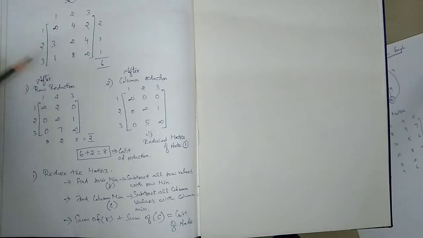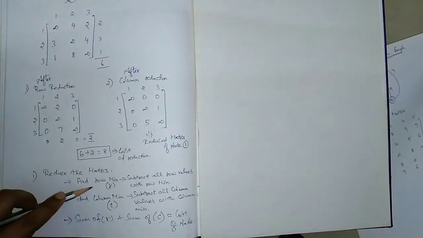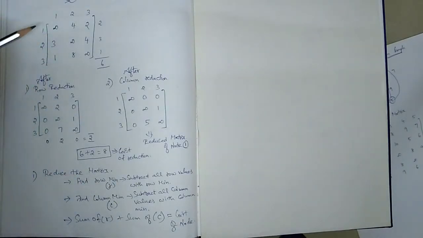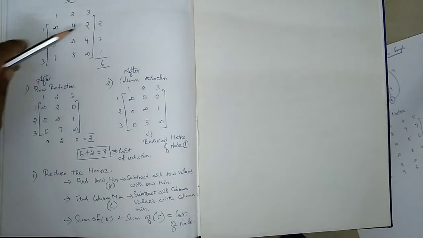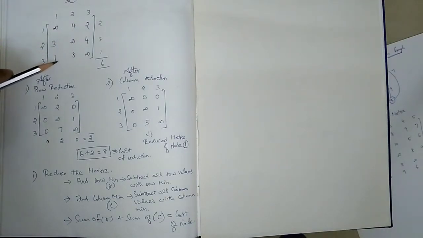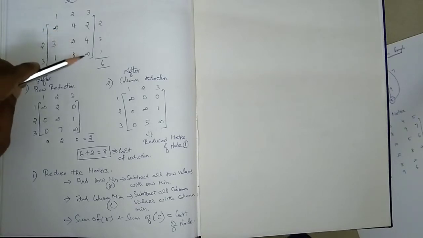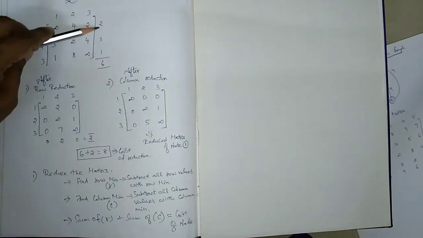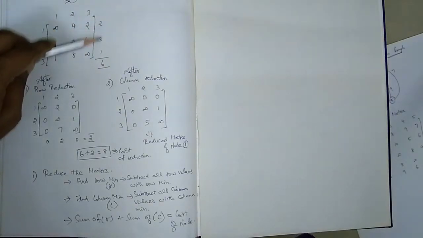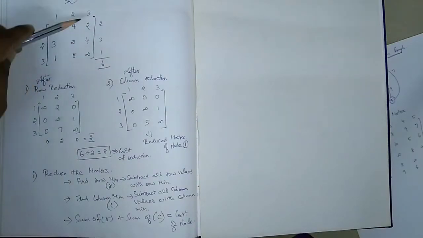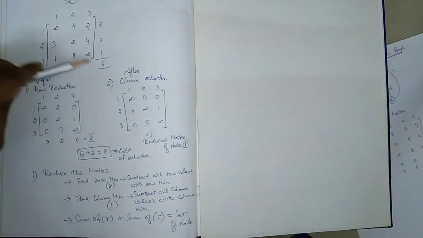For reducing the matrix, the first step is we find the row min, then we find the column min, and then we calculate the cost of each node. So we have to find the row min. In the first row the minimum value is 2, in the second row the minimum value is 3, in the third row the minimum value is 1. We neglect the infinities. So the row min values are noted here, and summed up, and the value is 6. 2 plus 3 plus 1 is 6.